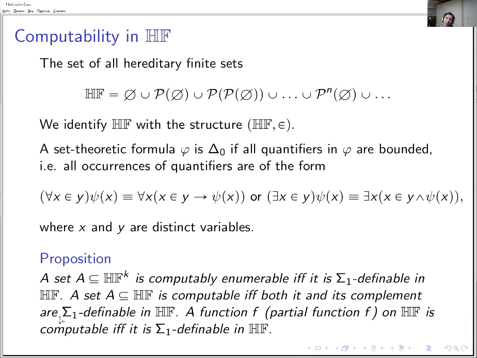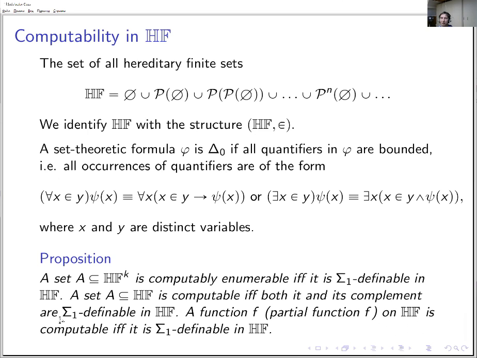So another natural structure where we could consider computability is the structure of all hereditarily finite sets. Let me remind you, hereditarily finite sets are sets that are themselves finite, and all the elements are finite, all the elements of the elements are finite, and so on. Or it could be defined by induction.